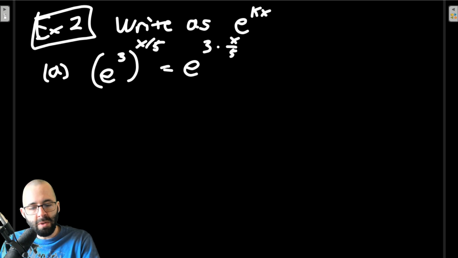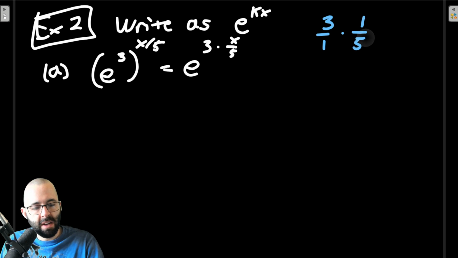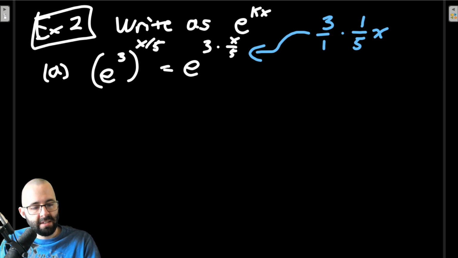And remember, we can do a little moving around here, right? This is 3 over 1 times 1 over 5 times x. This is another way of writing this. And this is a nice way of writing it because then it'll get us that kx formula, which makes it a lot easier to differentiate when we do that in the next section. It becomes e to the 3/5 x. All right, so 3/5 is our k value here.